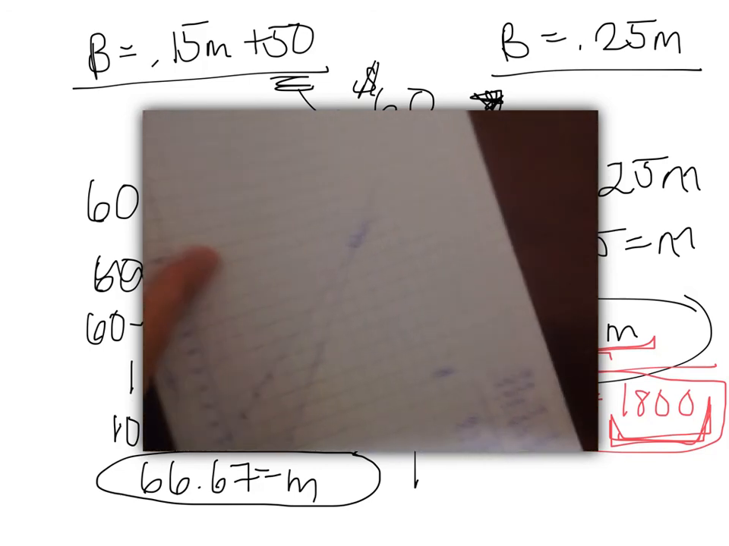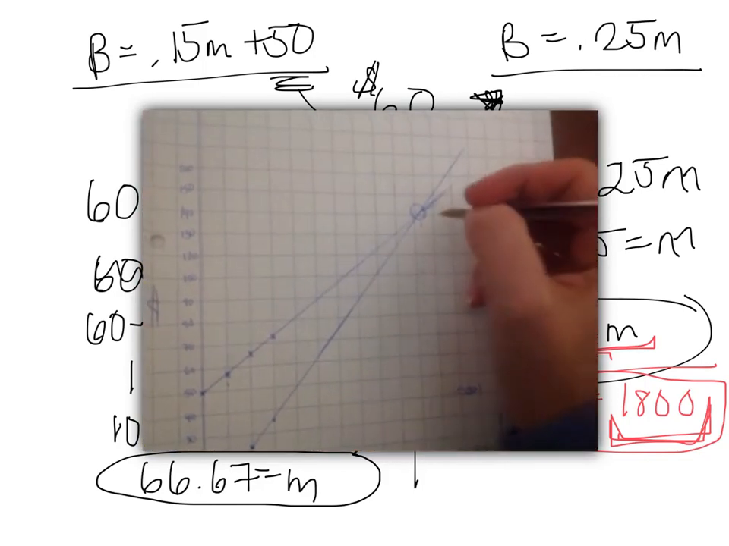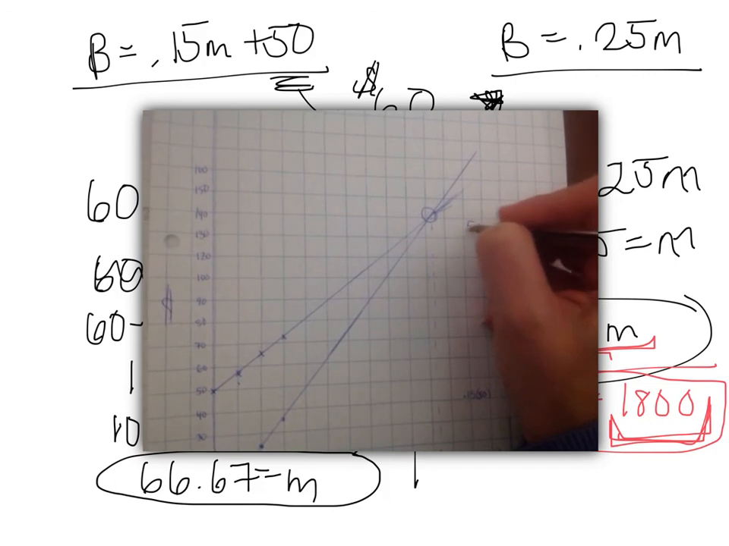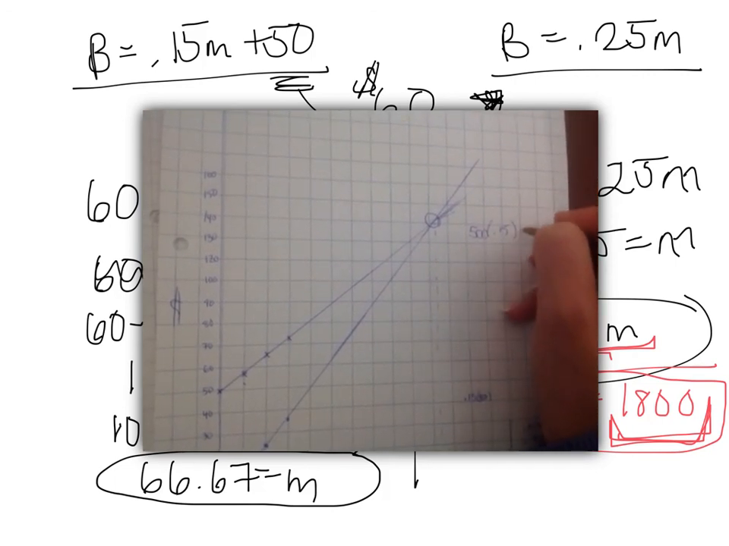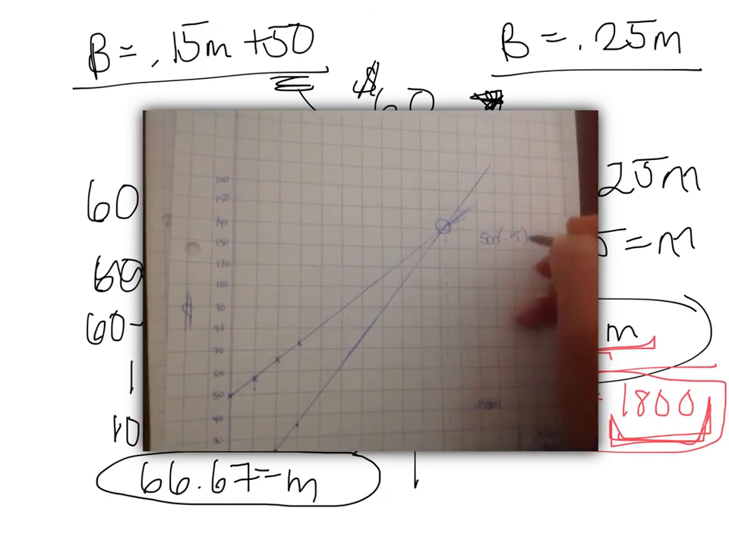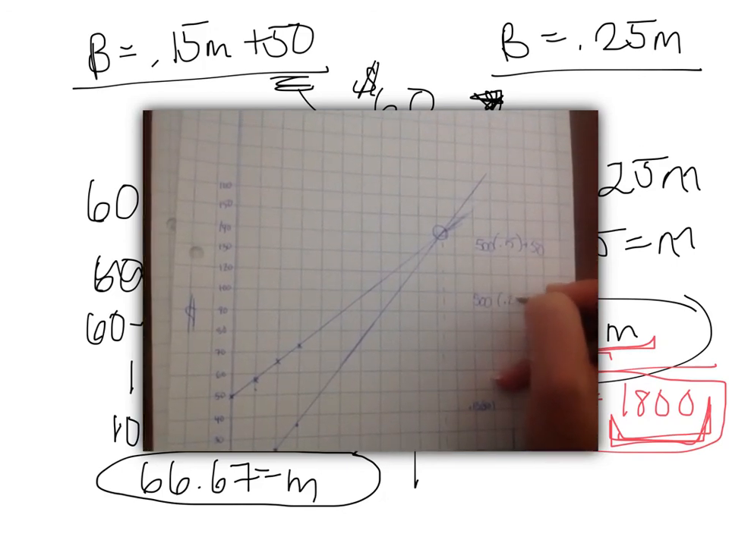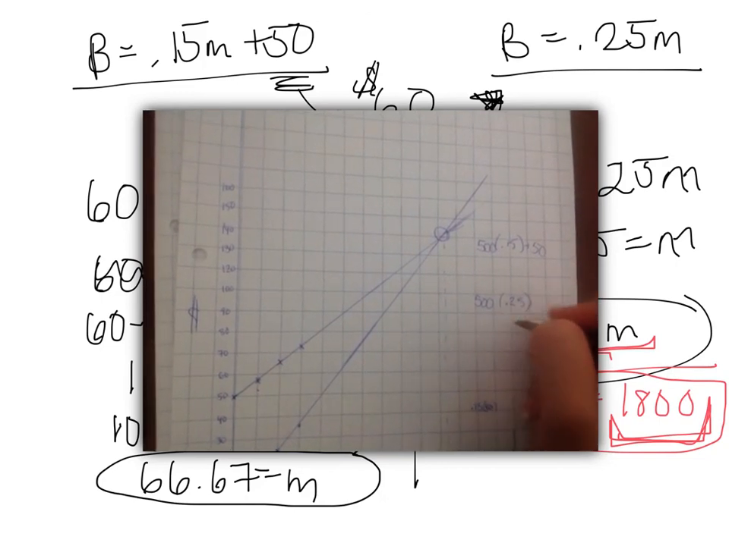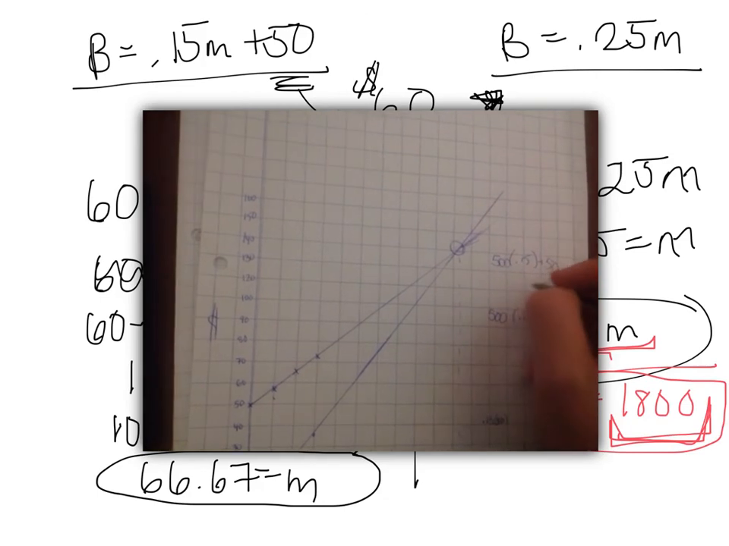To check that, I did my calculations somewhere. Okay, well, to check that, you're going to take the 500 that we said, times it by the 0.15, plus the 50, and then you're going to do the same for the 0.25, just to confirm that this one is now higher and this one's lower after 500 minutes.